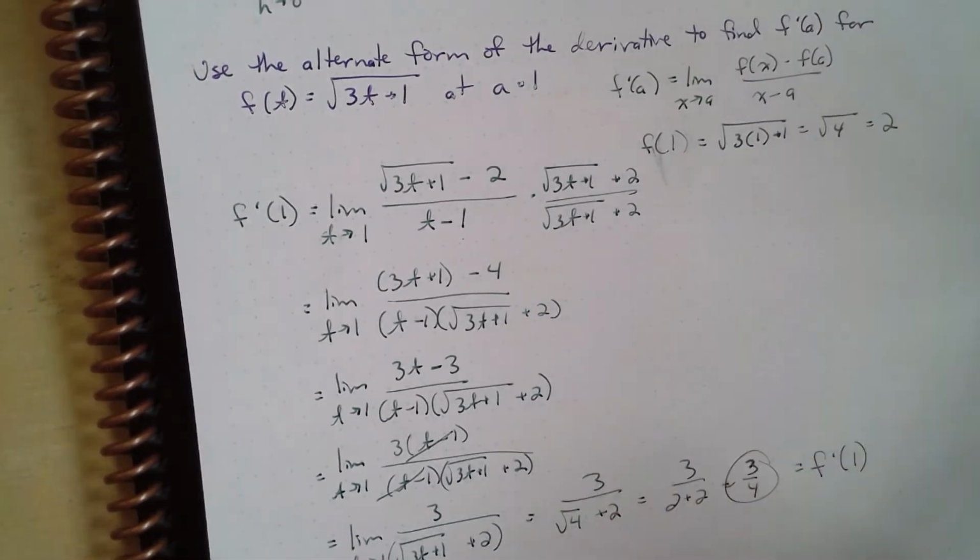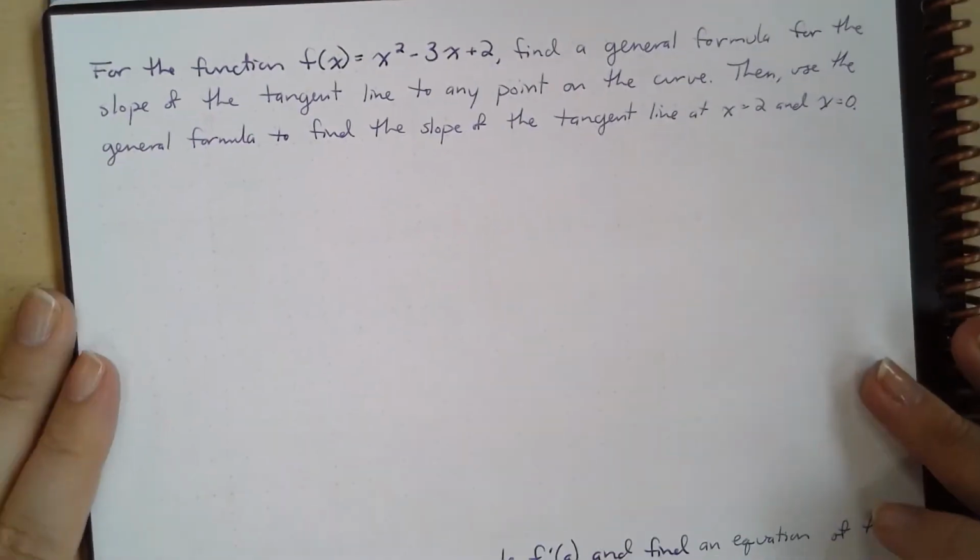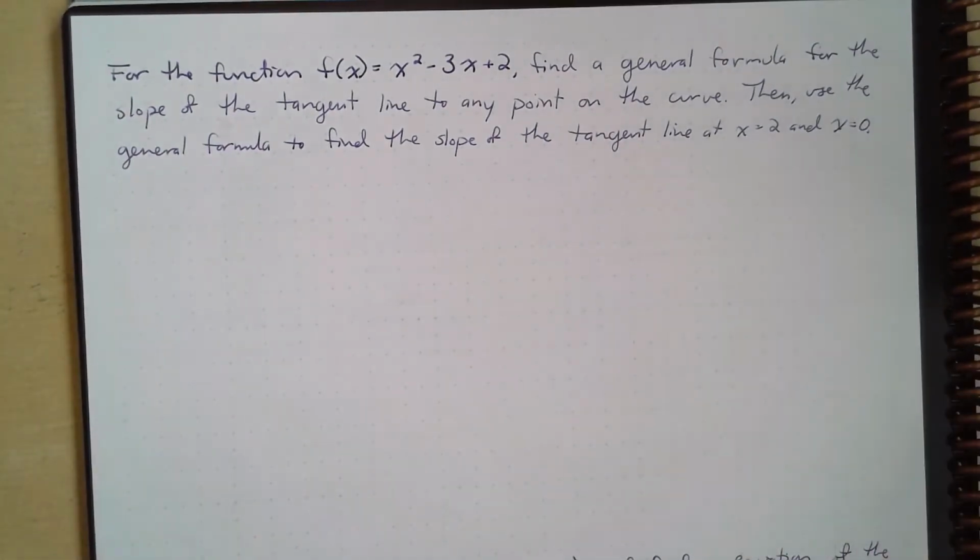Kind of fun, huh? All right, let's do 2 more examples. For the function f of x equals x squared minus 3x plus 2, find a general formula for the slope of the tangent line to any point of the curve. Then use the general formula to find the slope of the tangent line at x equals 2 and x equals 0. Well, that general formula is that formula that we used before.